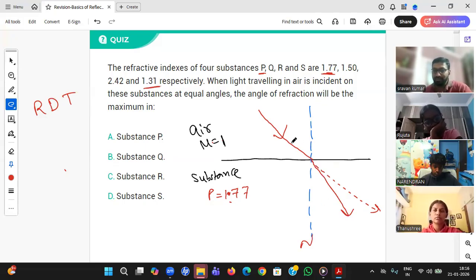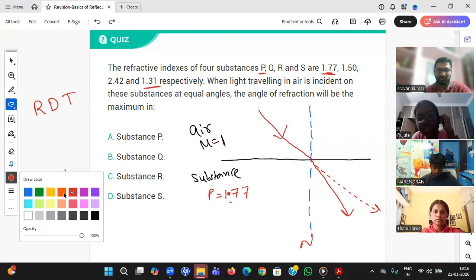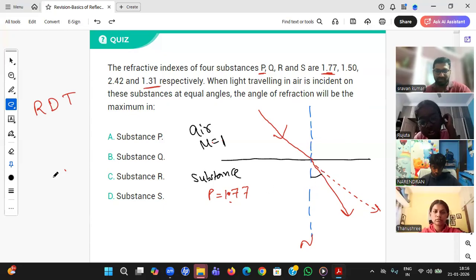Now you see, student, is the bending maximum, or what is bending? Is this bending or this one bending? The top one or the down one? So he's not asking about bending, he's asking angle of refraction. Okay. Bending means originally she's going like this, now it has slightly bended like this. This much only bended.